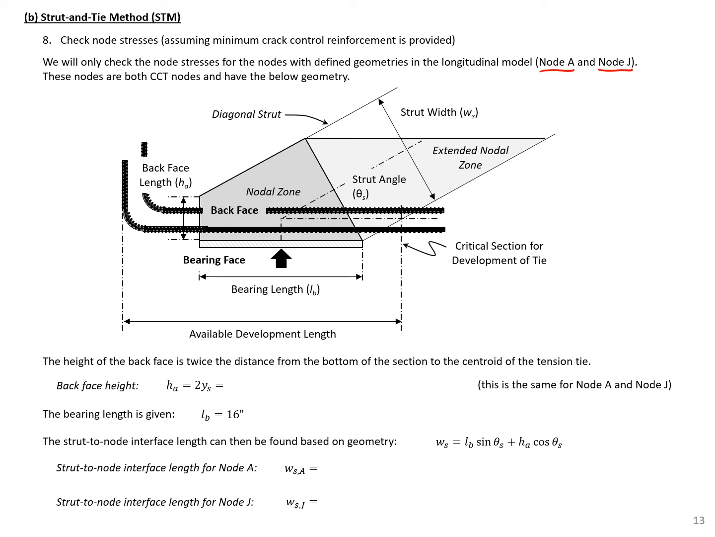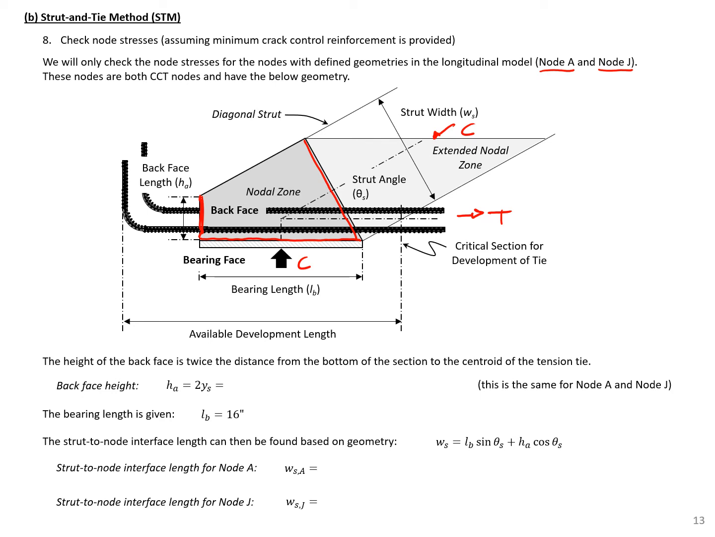So both of these nodes are CCT nodes. We have compression on the back face, compression coming in from the strut-to-node interface, compression coming into the bearing face, and then we have our tension tie, which is our T. So we have C, C, T. In this node, we need to check the strut-to-node interface, the bearing, and also the back face here.